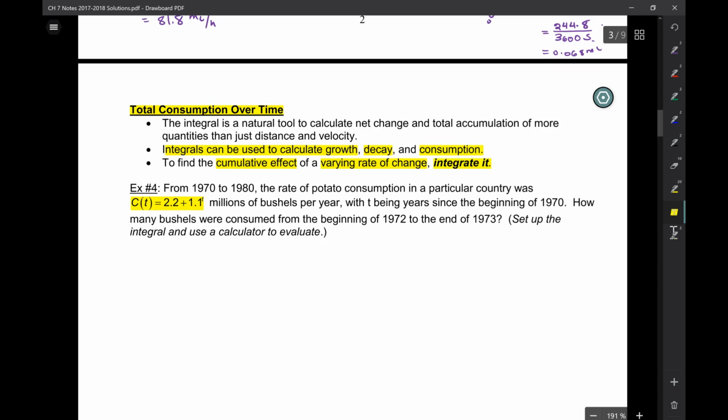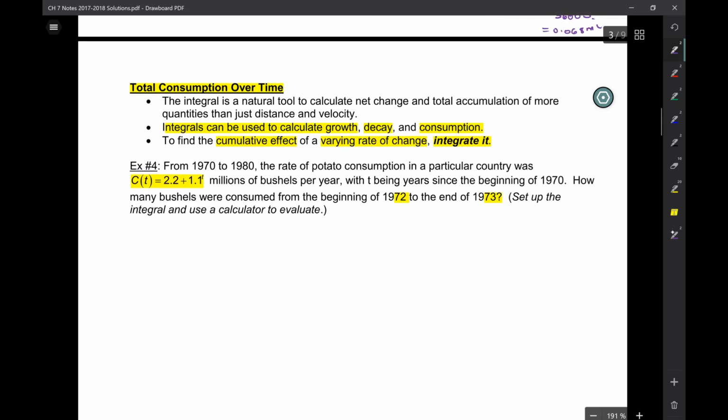Since the beginning of 1970, how many bushels were consumed from the beginning of 1972 to the end of 1973? Okay, so this thing works for 1970 to 1980. When t equals 0, the year is 1970. When t equals 10, for example, the year is 1980.